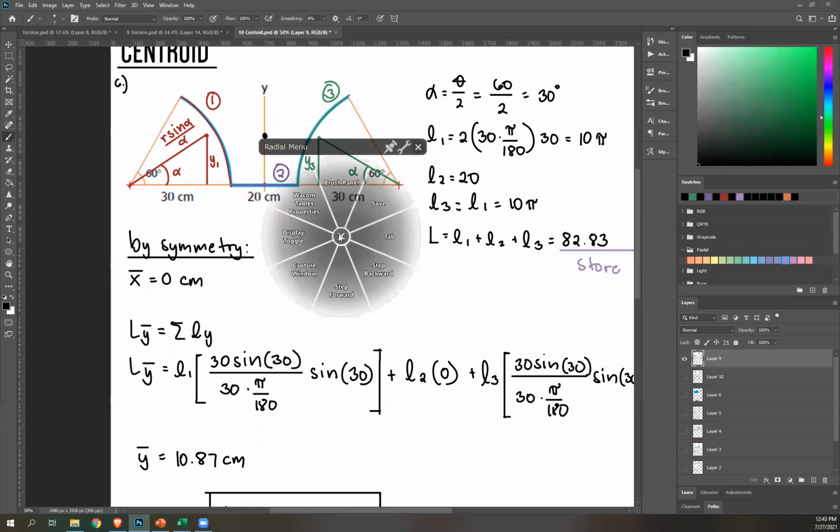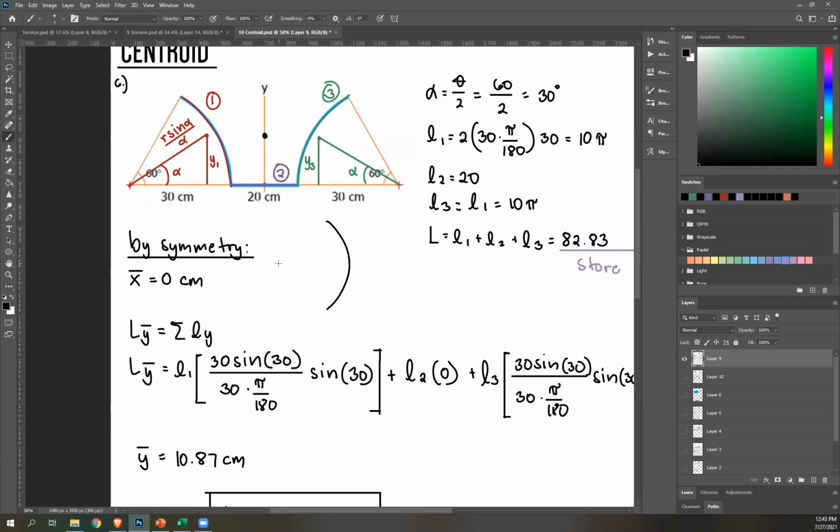Now, obviously, if our arc is positioned this way, and this is your alpha, this is your centroid, so this length is just r sine alpha over alpha. Okay, so keep in mind the orientation of your arc.